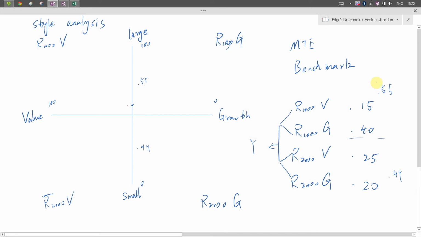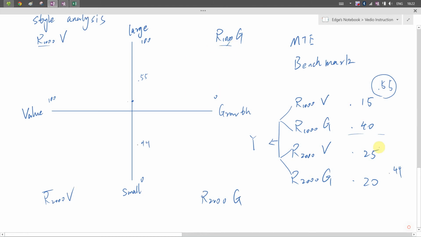Slightly, because this means more weight towards R1000, so it's closer to it. 0.44, I'm sorry, here it's 0.45. 0.45 means less weight in the small market, so it's slightly farther from that. So here we got the Y point, and then the X point.